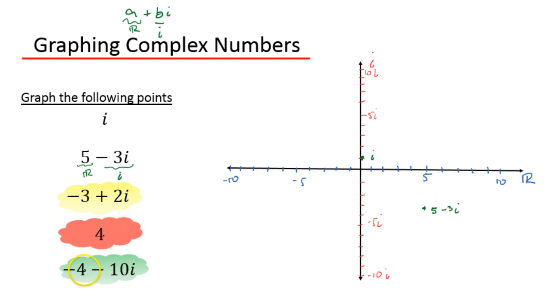Let's graph these other three examples. We have negative 3 plus 2i, so that goes to negative 3, and positive 2i is up here. Next we plot 4, which is completely real, so that's right there. For the last one, negative 4, we drop all the way down to negative 10, which is there, and label it negative 10i. That's just how we would plot these complex numbers.